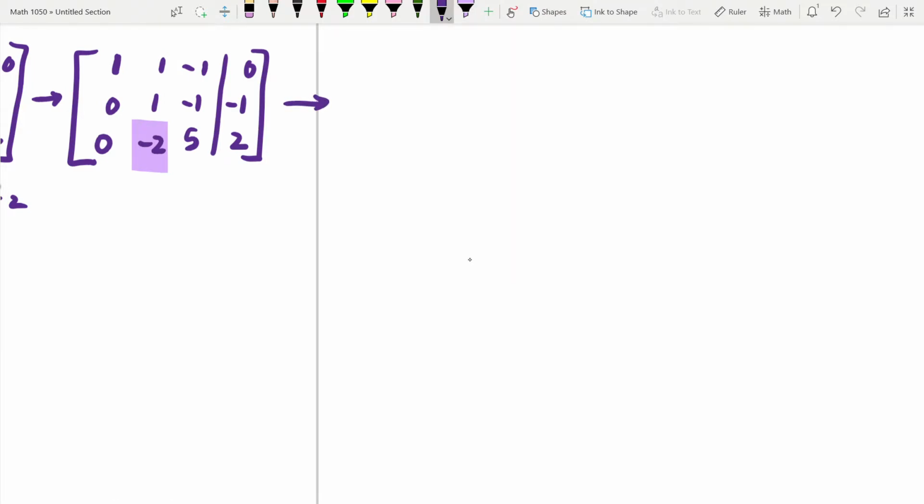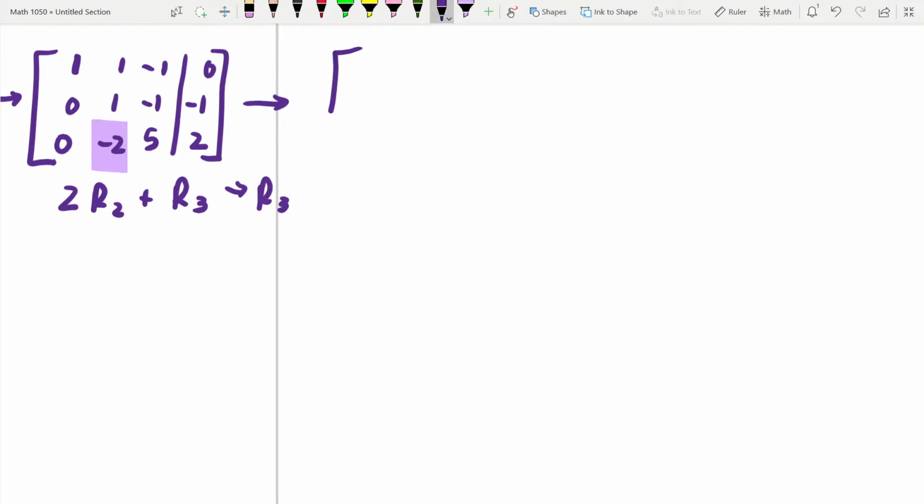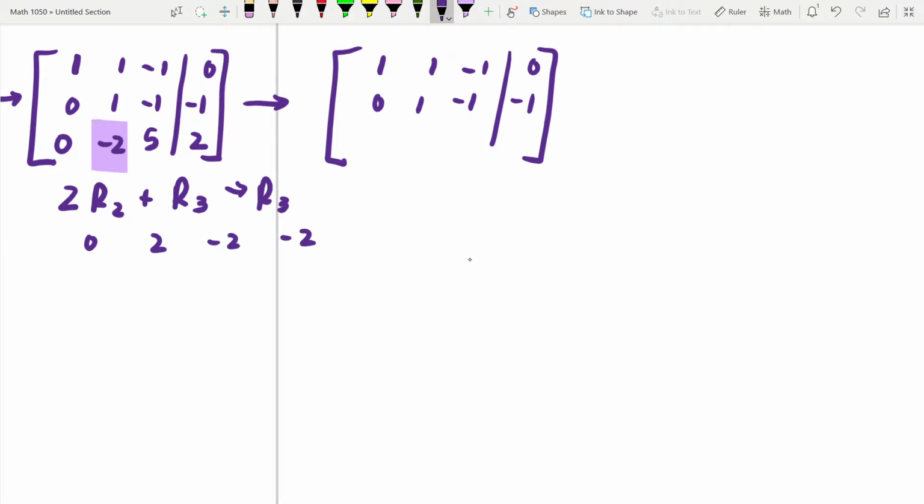All right. So now I need to get a 0 right here. Don't use row 1. So I'm going to go 2 times row 2 plus row 3 becomes my new row 3. You always use the 1. Okay? So row 1 doesn't change. Row 2 doesn't change. Multiply row 2 by a 2 and you get 0, 2, -2, -2. Write down row 3 underneath it. Add those together and you get 0, 0, 3, 0.